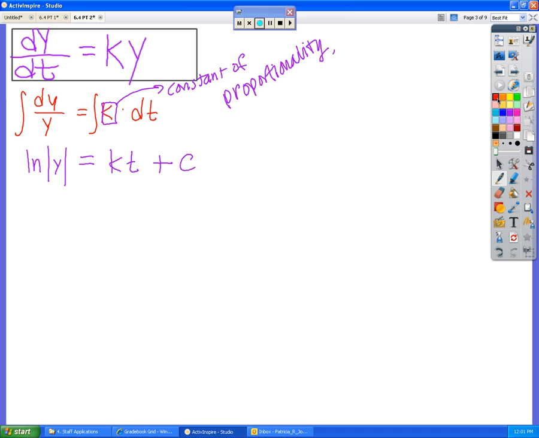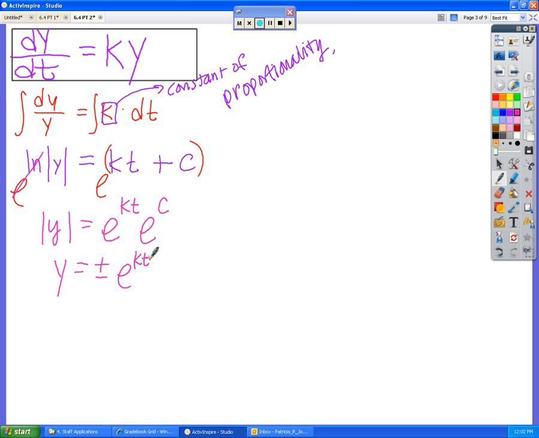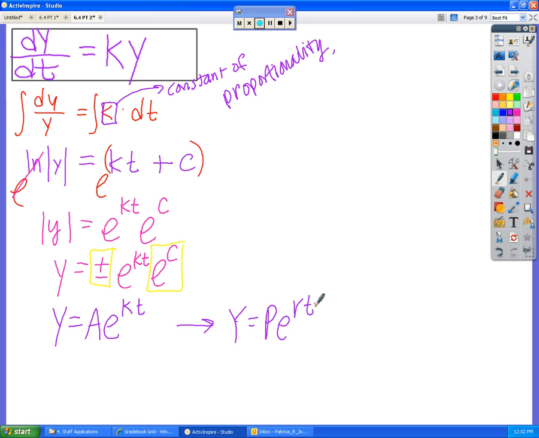Now I'm going to raise both sides to the e. When I do that, I cancel my ln. I get the absolute value of y is equal to e to the kt times e to the c. I'm going to split this up right now. Y is equal to plus or minus e to the c times e to the kt. Remember, absolute value is canceled by a plus or minus. And then I'm going to take my plus or minus e to the c and make that an a value. And we end up with this: y is equal to a e to the kt, which, if you remember a second ago, I wrote Pert. Same exact thing. The constant of proportionality happens to be the rate of increase or decrease.